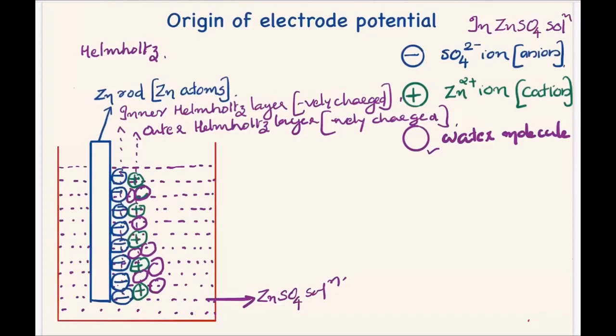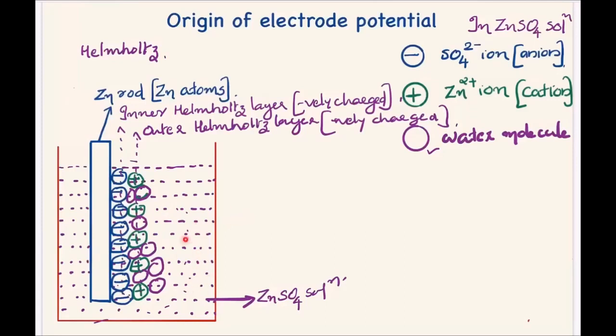How many layers got formed? Two layers were formed. One is inner Helmholtz layer, which is a layer consisting of negatively charged sulfate ions. Just near to that layer, a positively charged layer formed due to the solvated zinc ions. Now the remaining portions in the zinc sulfate solution, the remaining zinc ions will be there, remaining sulfate ions will be there, but one difference, the concentration of the ions will be lesser compared to this area.